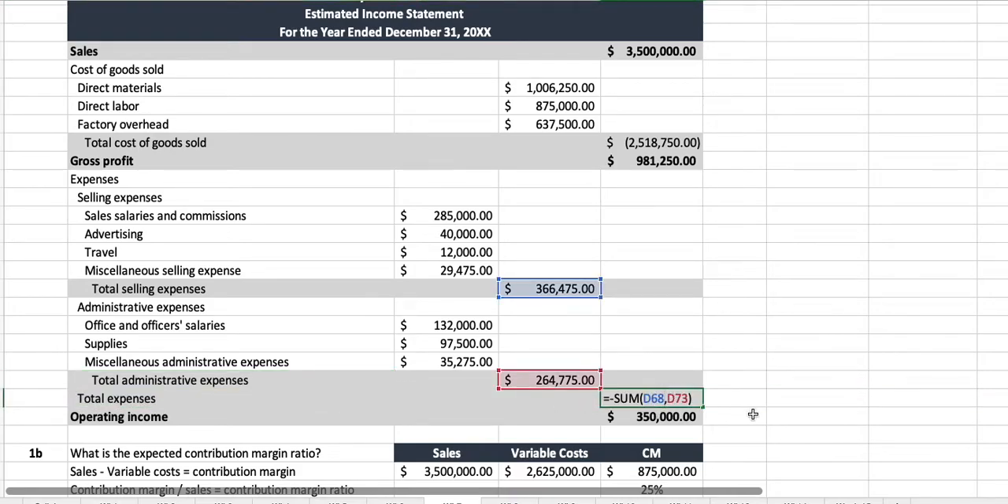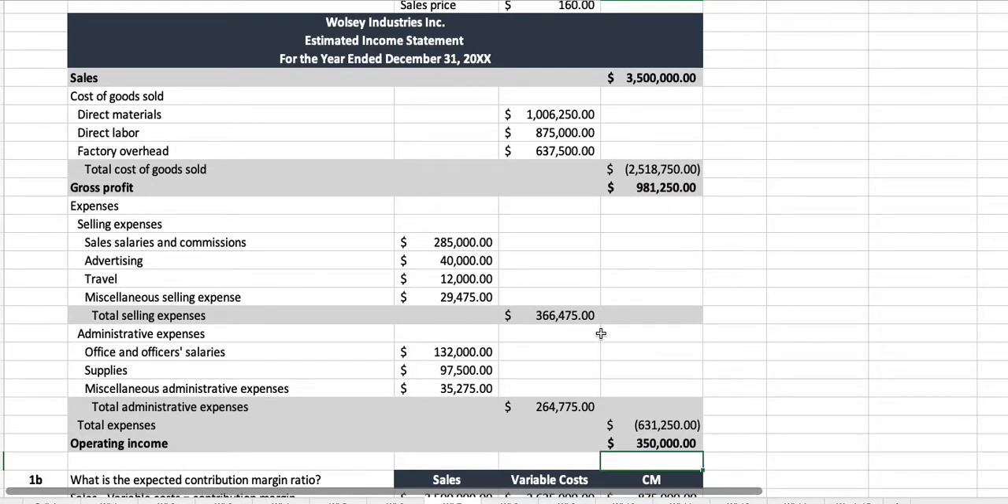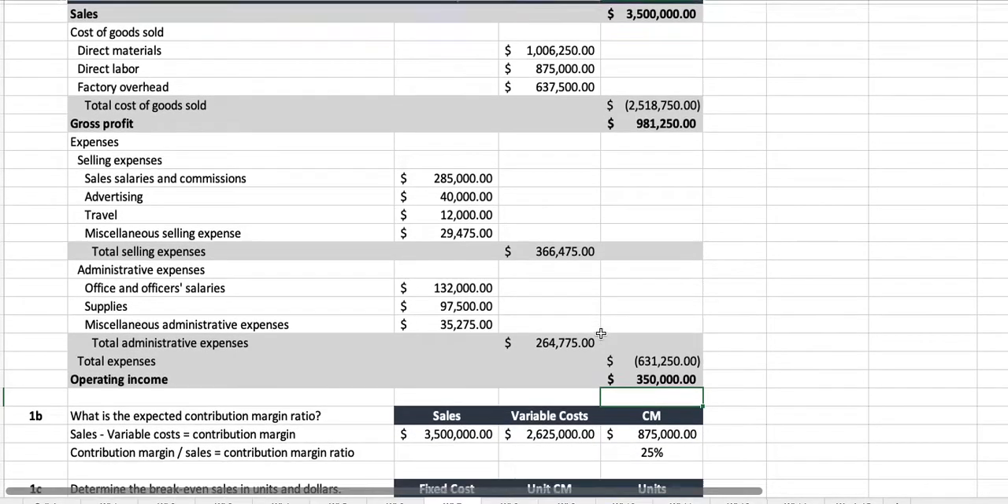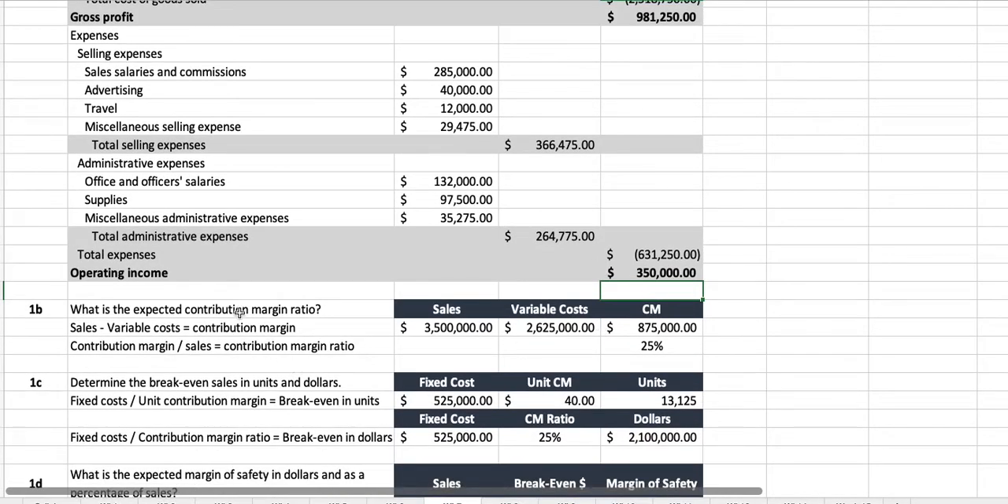And I express that as a negative because it is an expense. And so my operating income is going to be my gross profit minus my total expenses. And so that is the estimated income statement for Woolsey Industries. All right, we've done one. Now we're going to move on to the next, which is the expected contribution margin.